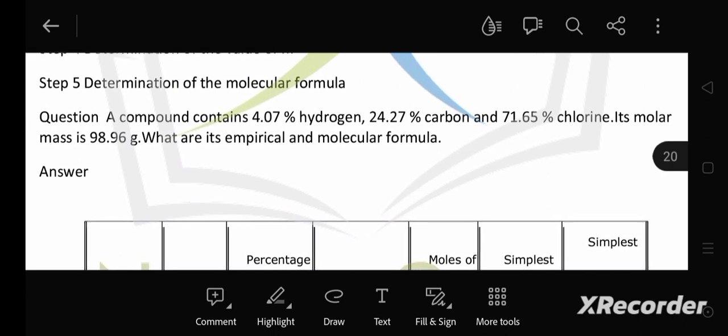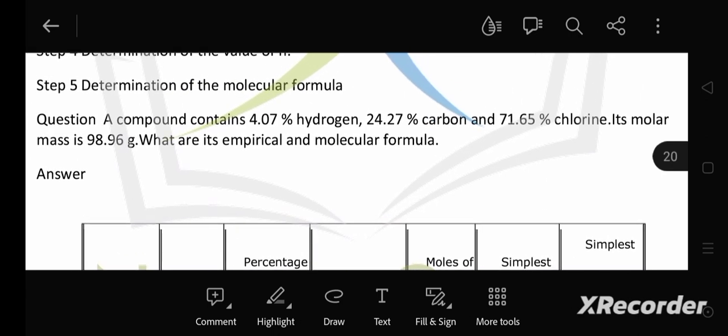See here, there is one question that a compound contains 4.07% hydrogen, 24.27% carbon, and 71.65% chlorine. Its molecular mass is 98.96, and what are its empirical and molecular formula.